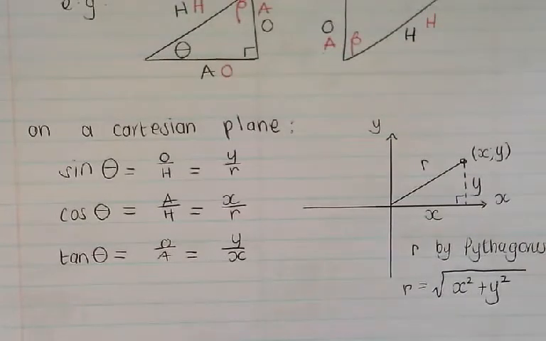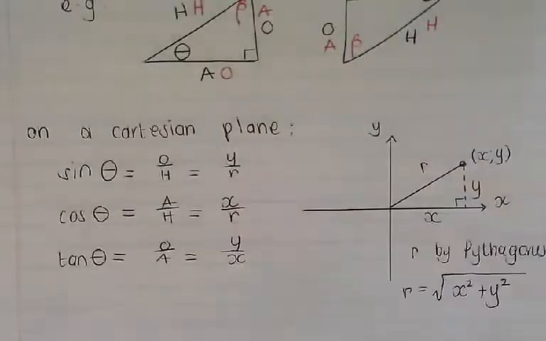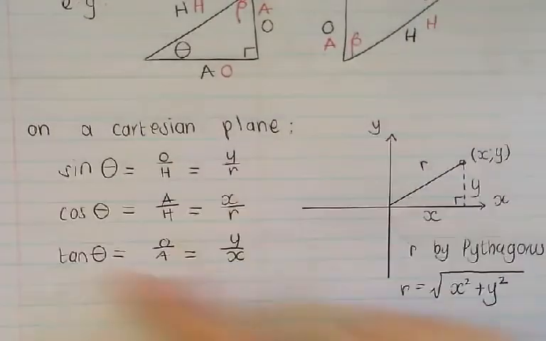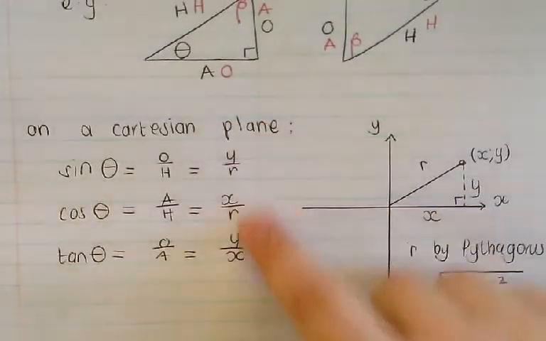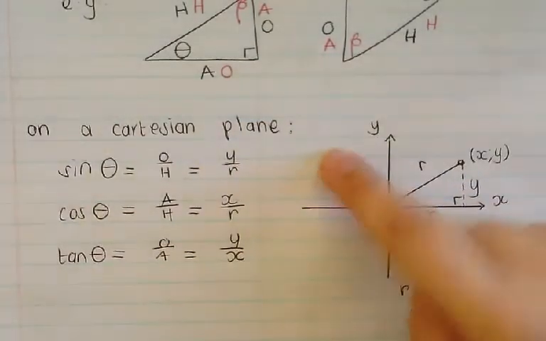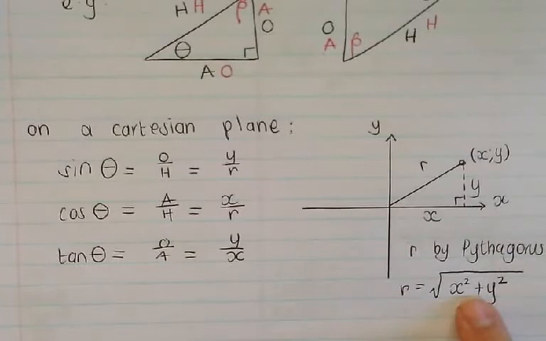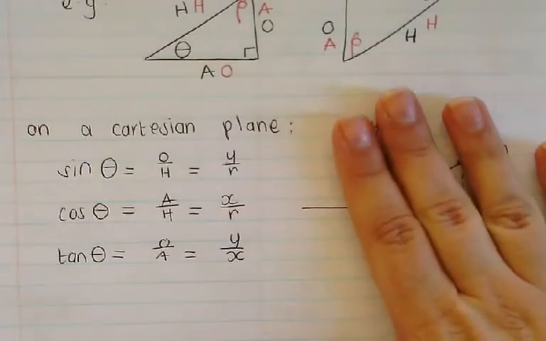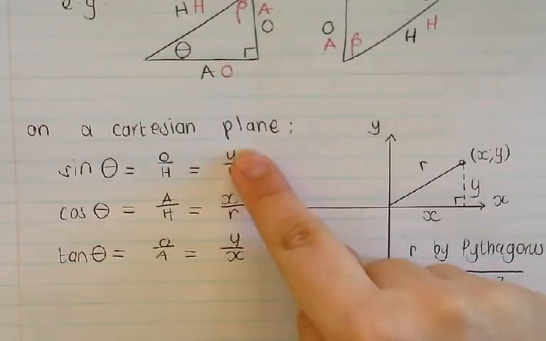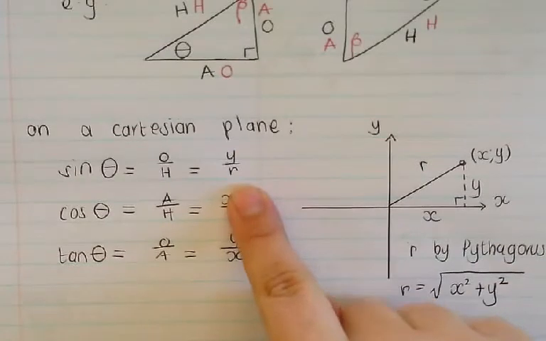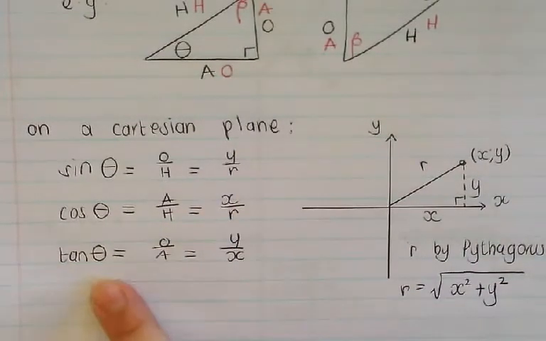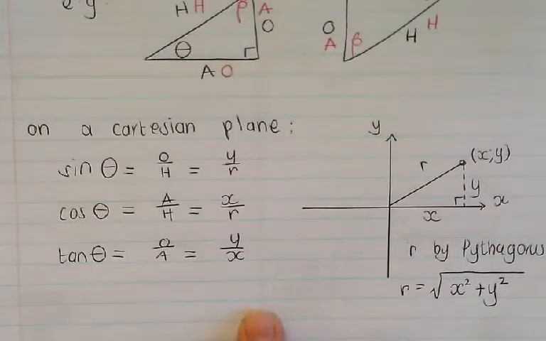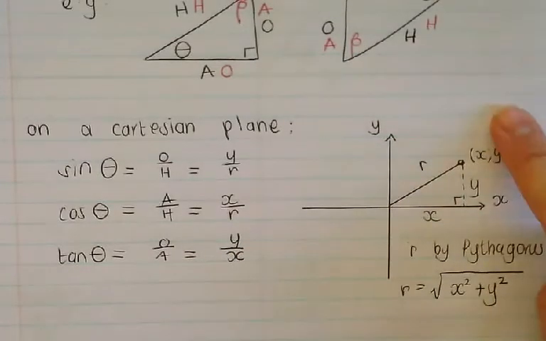So what we're going to do now is we're going to see, or we found that in quadrant 1. We are now going to see, does this hold true for quadrant 2, 3, and 4? Can we say that on a Cartesian plane, sine will always be the y value over the r? Will cos always be the x value over the r? And will tan always be y over x? Because we saw it in quadrant 1.